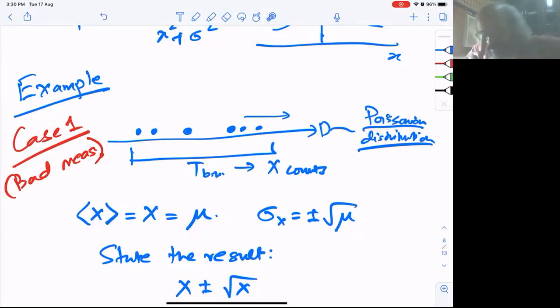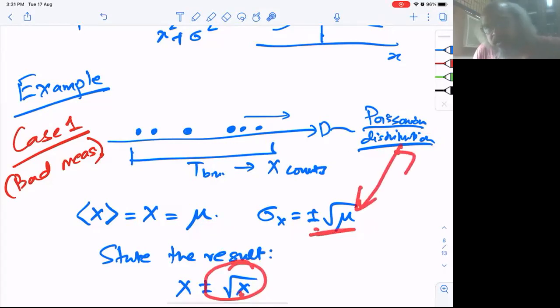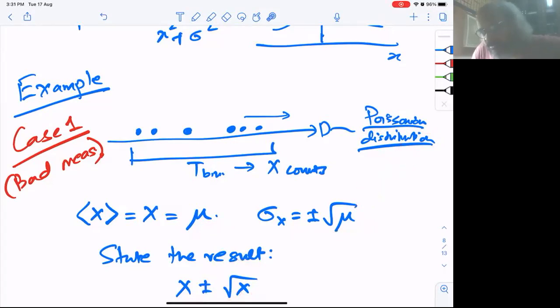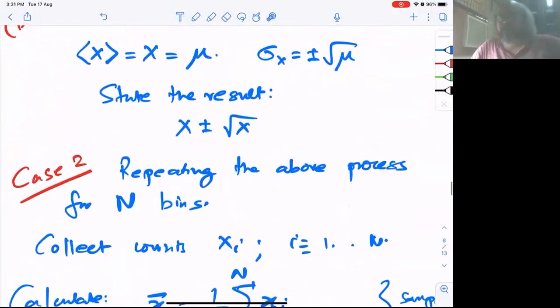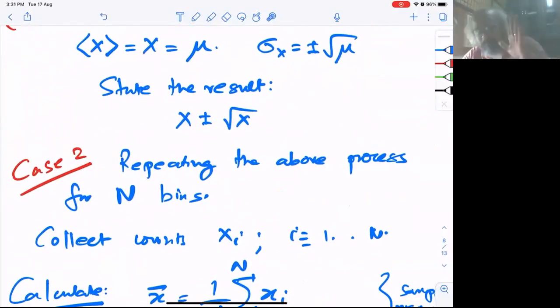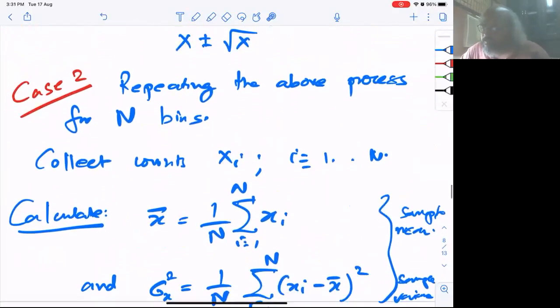You have only one data point in effect, so you have a number 6. So you state the result that your measurement is x, 6 plus minus square root of 6. This is information you're gathering from the fact that you have been told that it's a Poissonian distribution, but it's not really a measurement, you see. So this is the first case. This is the worst possible bad measurement. You can actually improve this a little bit.